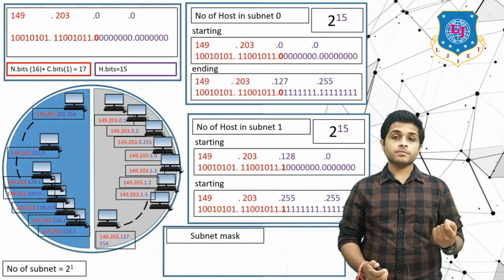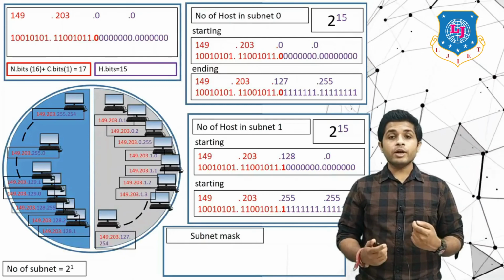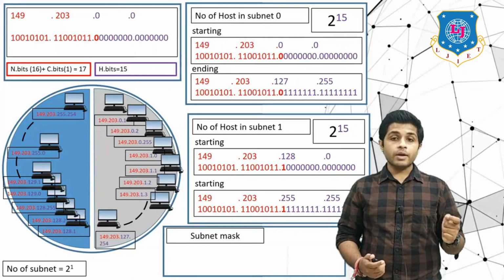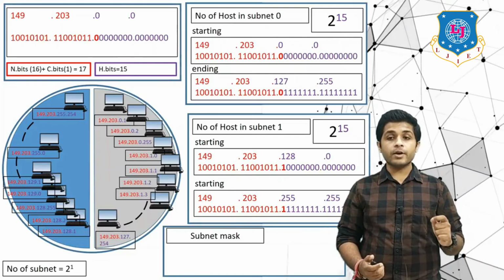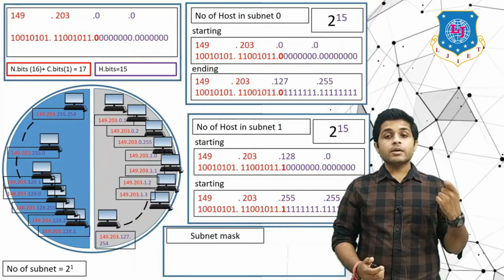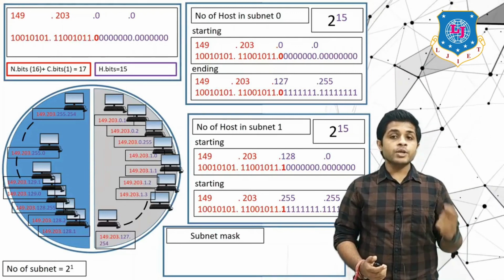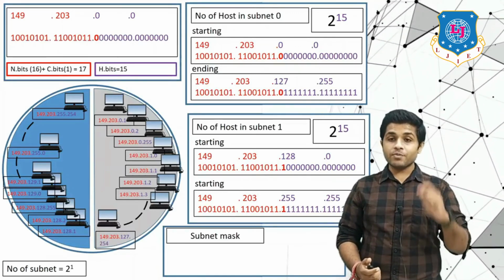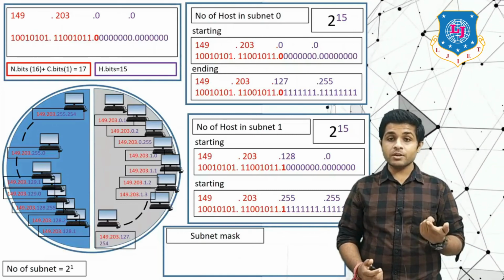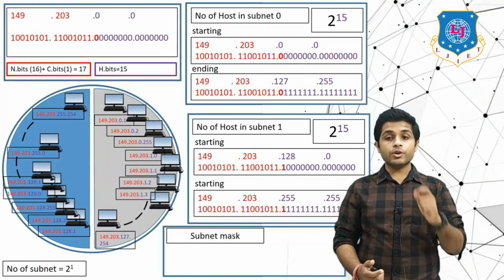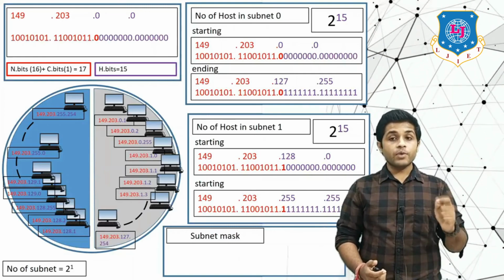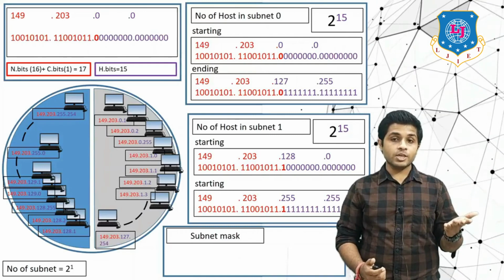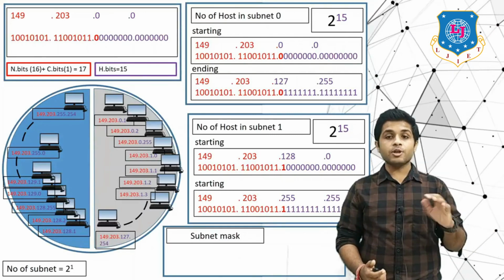The last device will get 149.203.255.254. If you increment 1 to the last usable address of subnet 1, which is 149.203.255.254, you will get the broadcast address of subnet 1, which is 149.203.255.255. If you increment 1 to the last address of subnet 1, which is 149.203.255.255, you will get 149.204.0.0. See, the value of the network is changed. It means that that IP address belongs to another network.